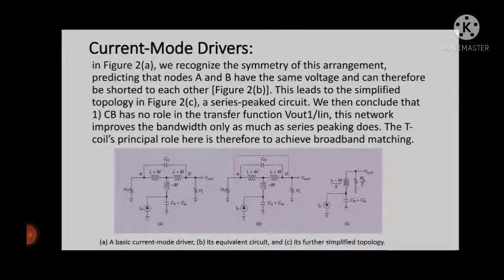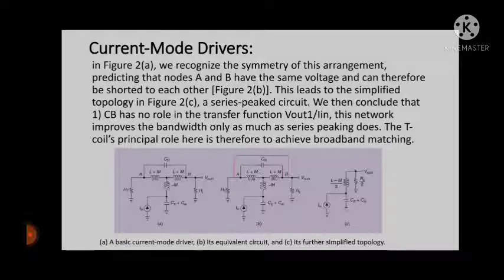Current mode dividers. In figure 2a, the respective figure shows the figure 2. We recognize the symmetry of this arrangement, predicting that nodes A and B have the same voltages and can therefore be shorted to each other. This leads to the simplified topology of figure 2b.